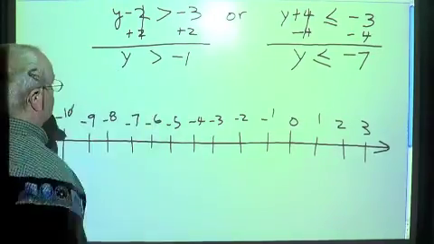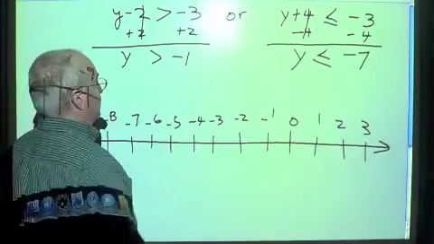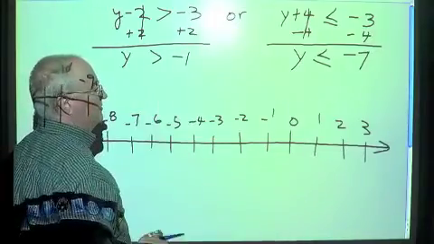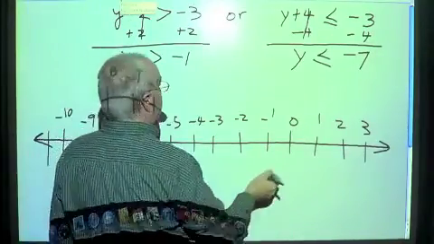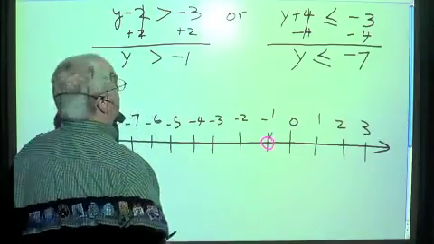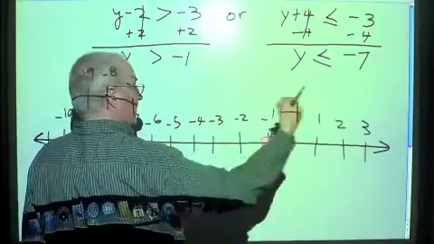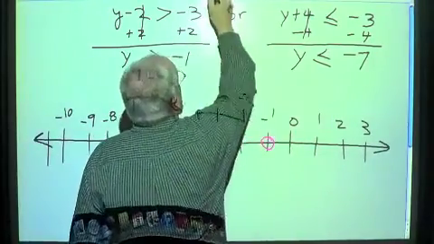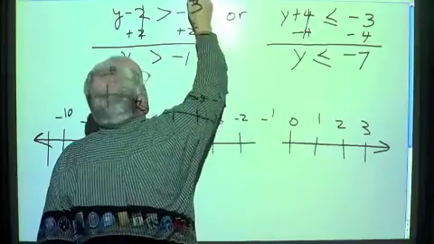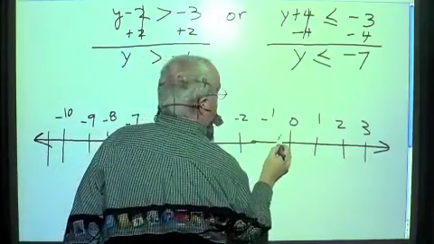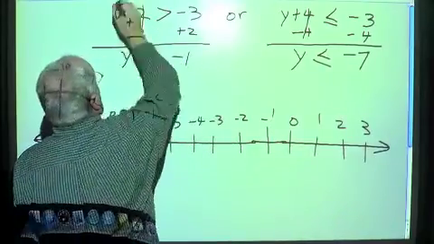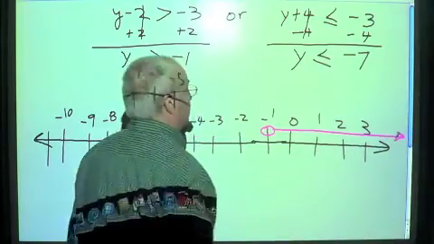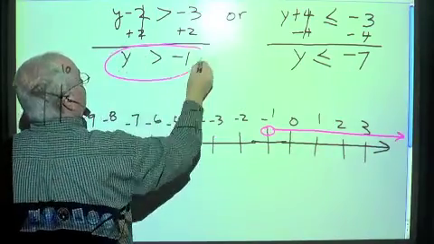Okay, so let's do this one first. Y is greater than negative 1. What are we going to put around the negative 1? An open circle or a closed circle? Let's use our pink again. It's going to be open because it's not equal. Y is bigger. Is it going to be to the right or to the left? Y being larger is going to take it to the right. That's this one right here.